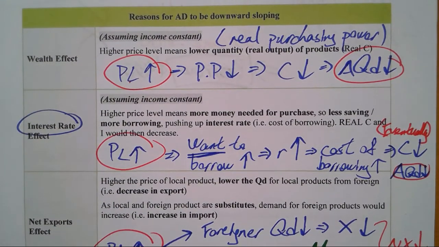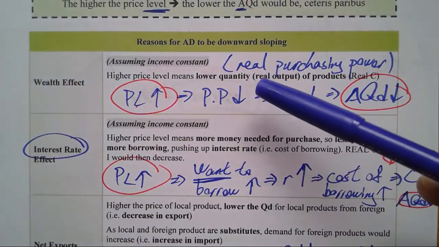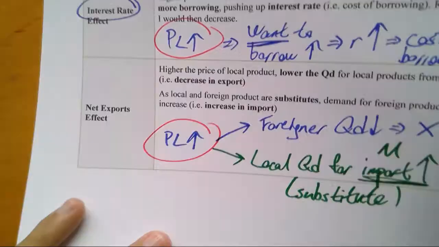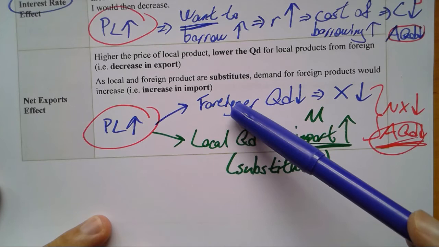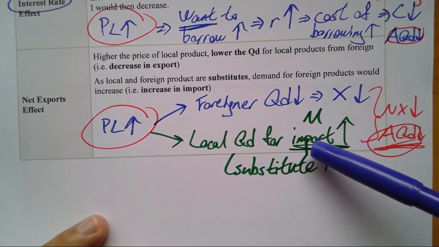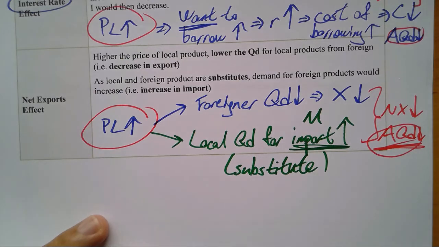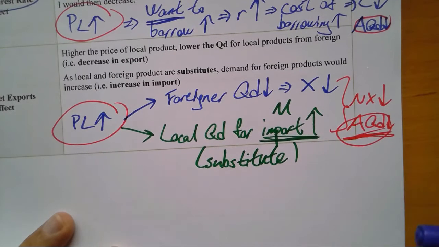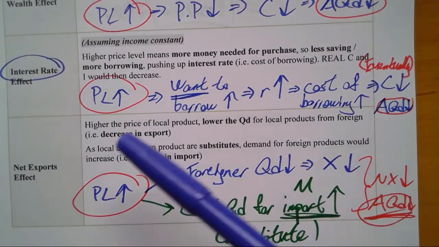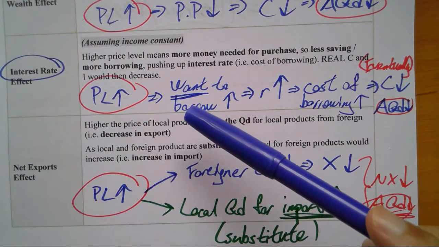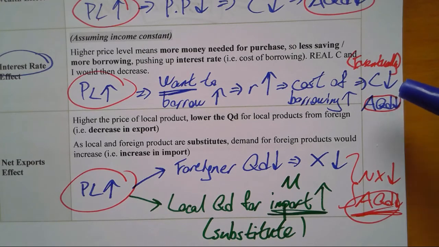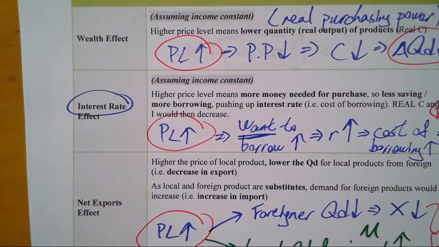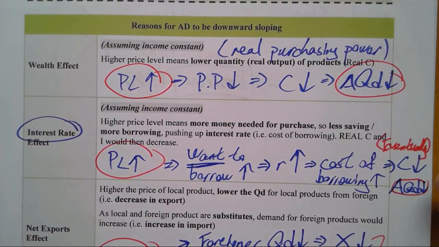Okay, so the three reasons 嚟多次啦. Wealth effect because of real purchasing power. Net export effect: my things become more expensive, people from foreign would not want it, and I would want more foreign products to substitute our local expensive product. NX decreases, AQD decreases. And finally interest rate effect: because of price level increase, people will want to borrow more. Once the banks know that, they will push up the interest rate, and eventually the AQD would decrease. Okay, these are the three reasons why AD curve is downward sloping.